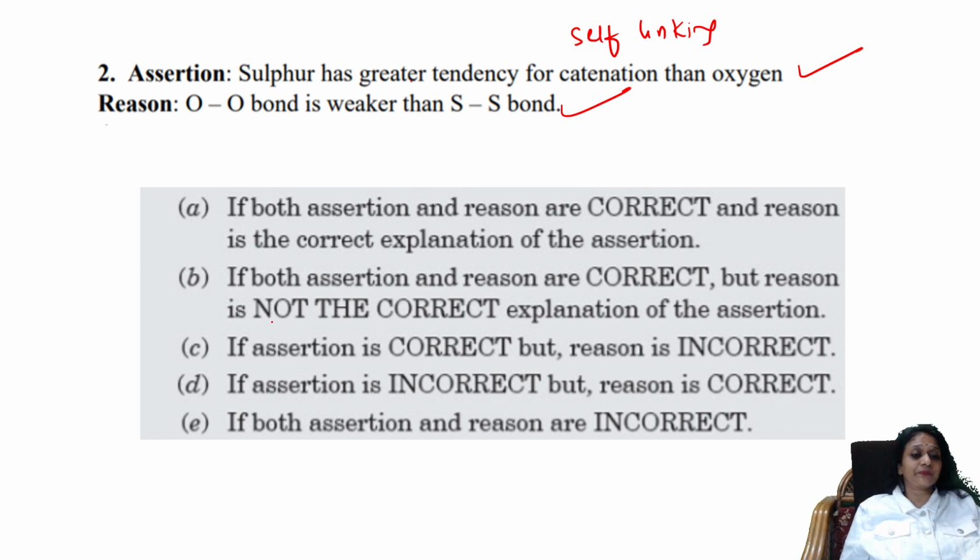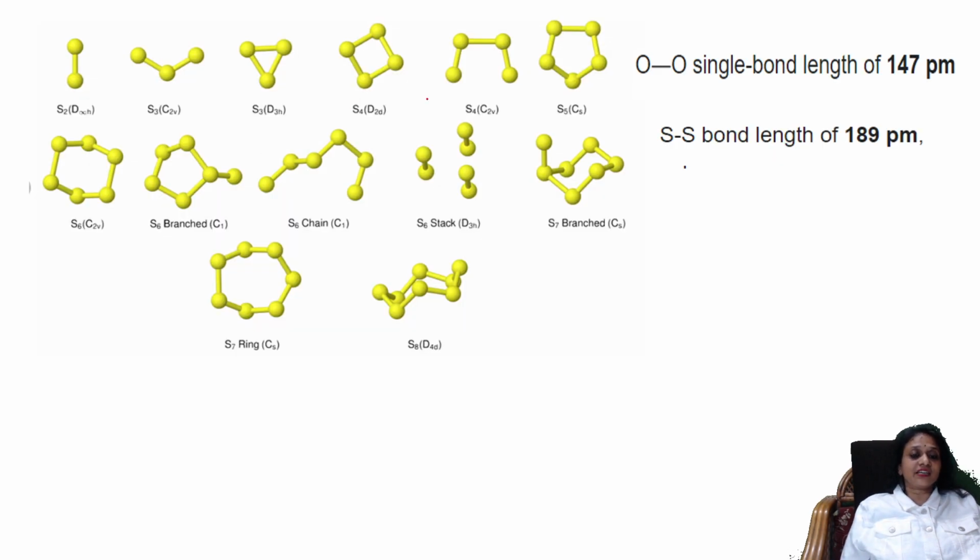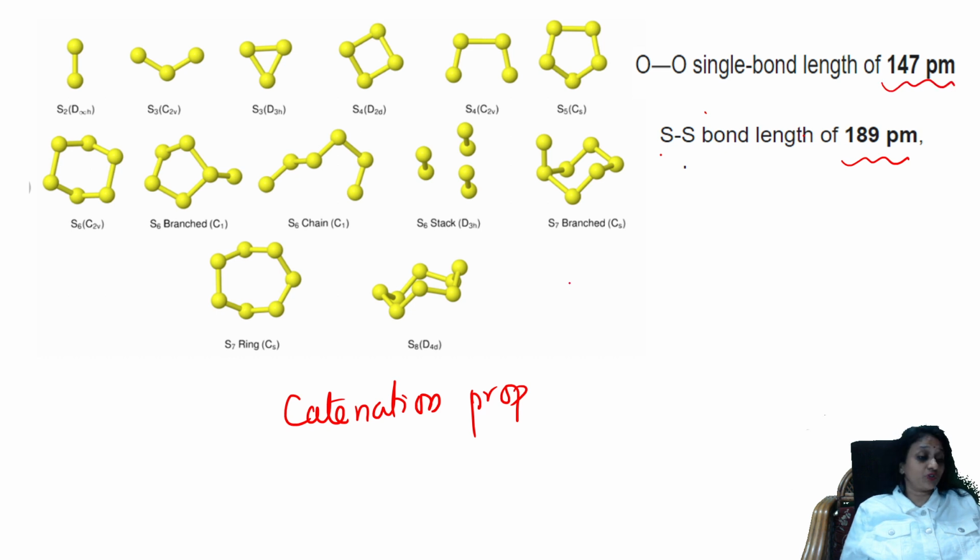How? Let us explain it. Here assertion is right, reason is right. Sulfur forms so many types of self-linking compounds. This is the catenation property. Why? Because sulfur bond length is 189 picometer. Oxygen bond length is 147 picometer. They have given me assertion. Sulfur links. Then they said oxygen bond is weaker.